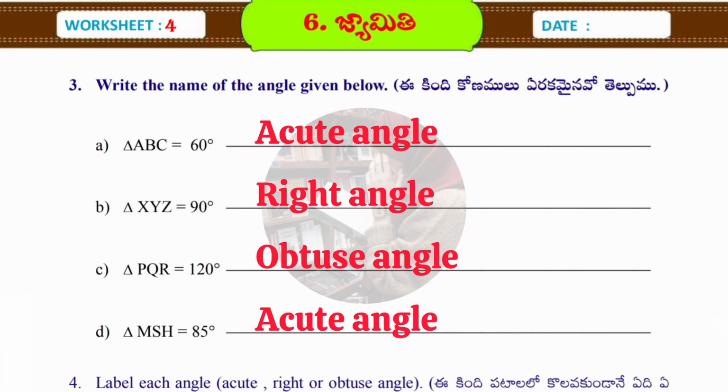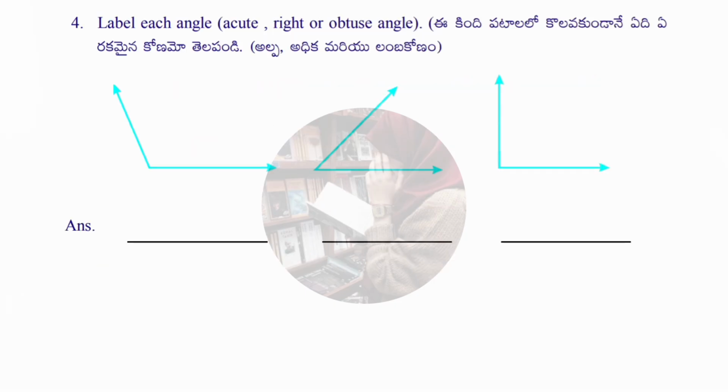Next, third one, angle PQR, which is 120 degrees. So the angle which shows 120 degree is an obtuse angle. So fourth one is angle MSH, which is 85 degrees. So the angle which shows 85 degrees is acute angle. Okay, let's move to the fourth question, which is label each angle acute, right or obtuse angle. Here 3 figures are given. We need to observe the figures and we have to name it according to the picture.